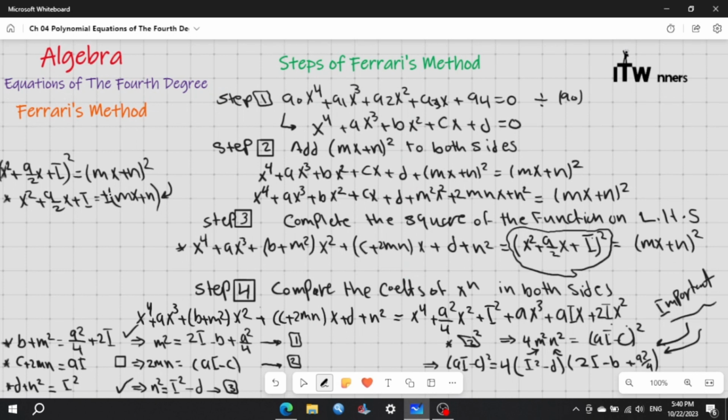And by using I, m, n, I can substitute in this equation to get the roots of the base equation. I hope these steps are clear, and let's verify it by an example.